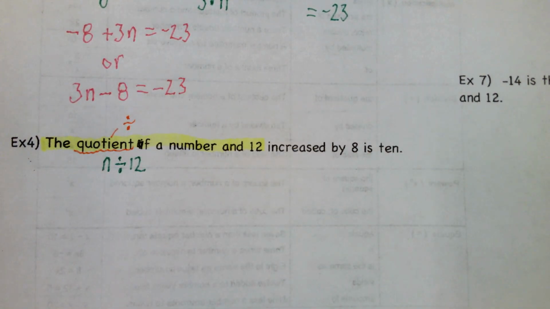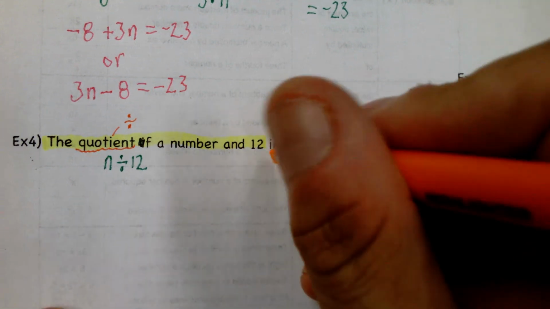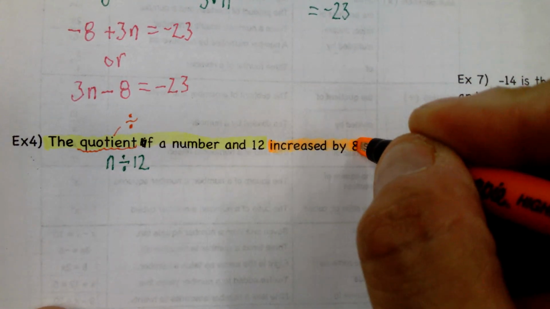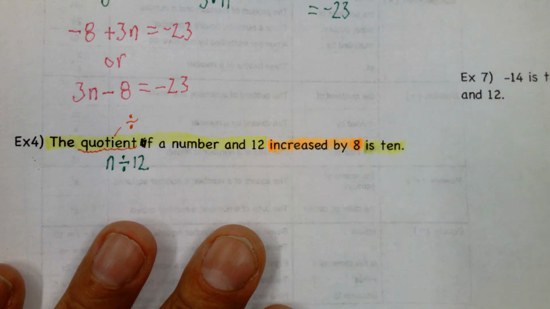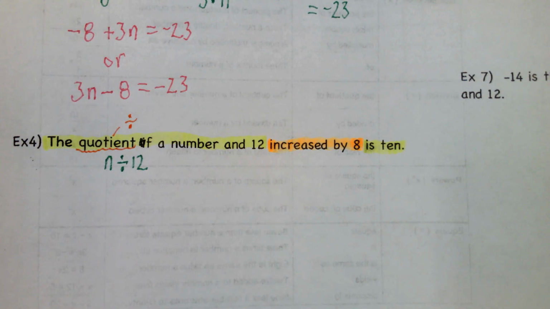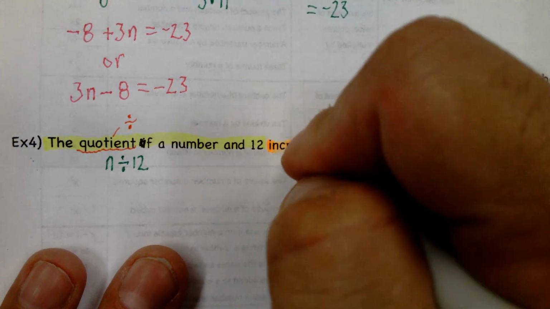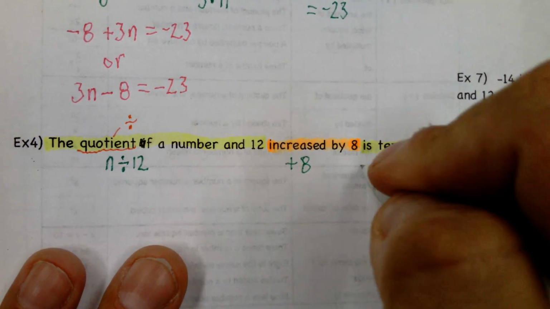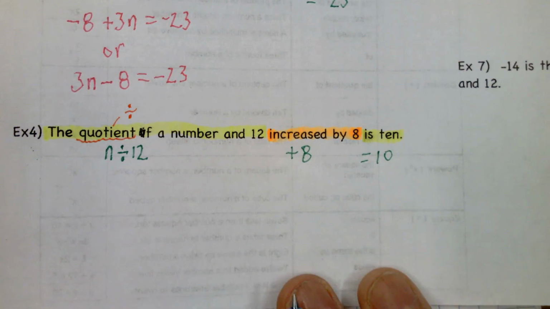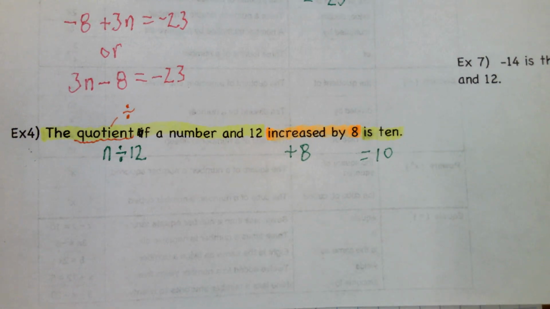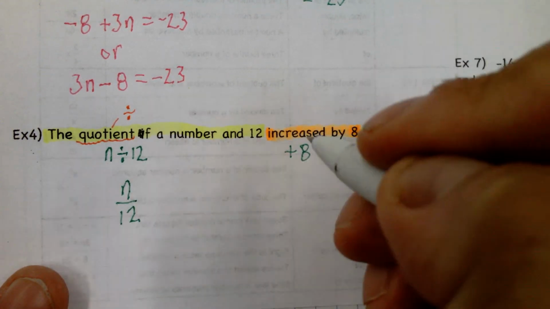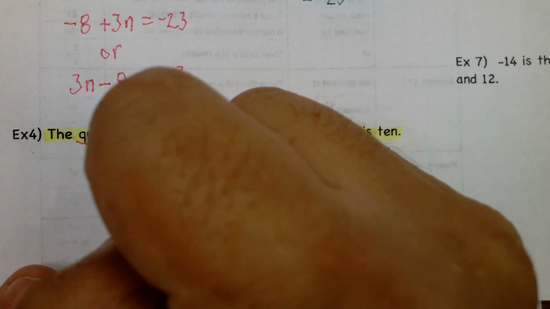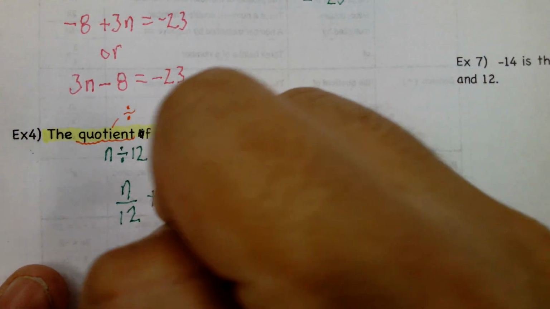And then we have increase by 8, increase by 8. And then finally is 10. So that's easy. We know that equals 10. Increase means to add, right? So plus 8 equals 10. So let's write this more like an equation. We would have n over 12, and then we would have increase by 8 equals 10.